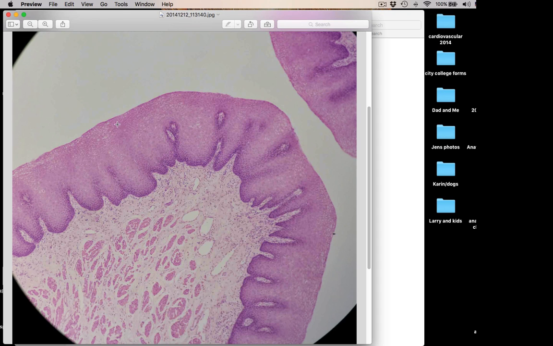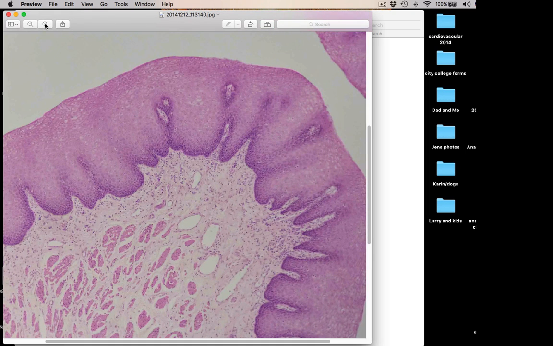Lots of layers here. And if you go a little bit higher, you can see the top layer. These cells are pretty flattened, and they're all alive. You can still see nuclei all up and through here. So these cells are alive. They're flattened. So this would be stratified squamous. Squamous, squashed nuclei.